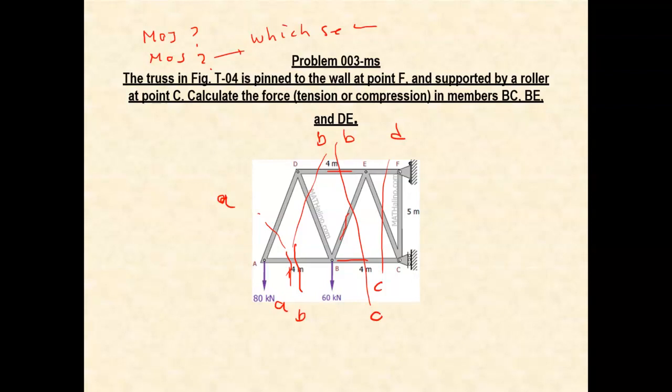I don't want you to solve the problem and find the answer. Can you just help me with making the decision on which technique, whether you go with method of joint or method of section? Let's see those in favor of method of joint. I make a poll. So can you vote on this one?